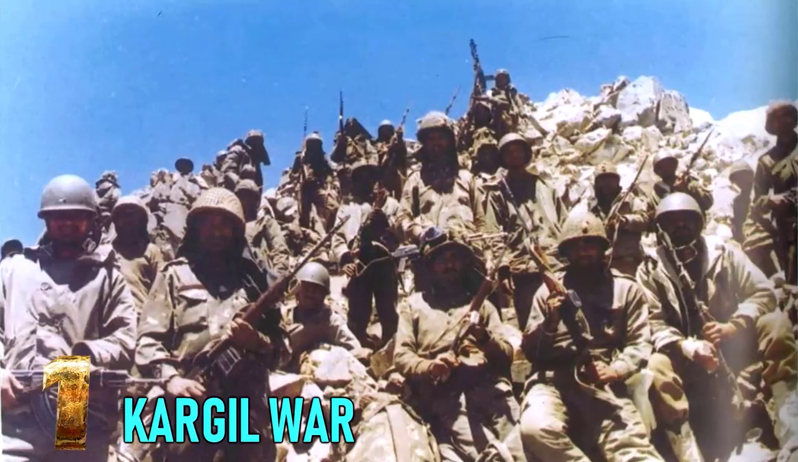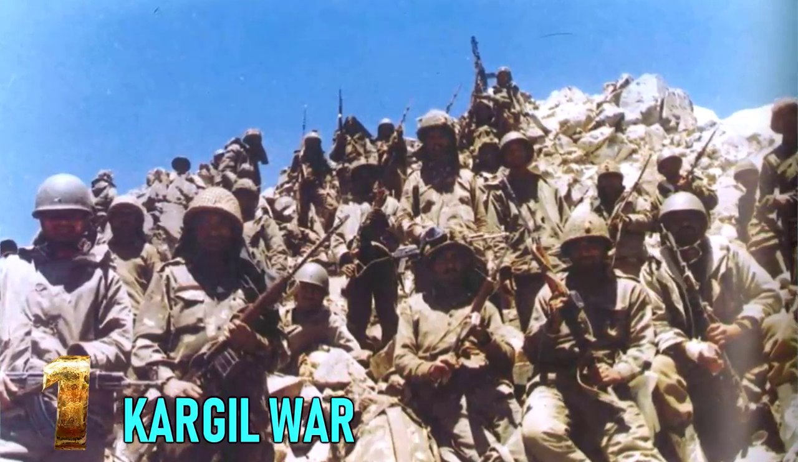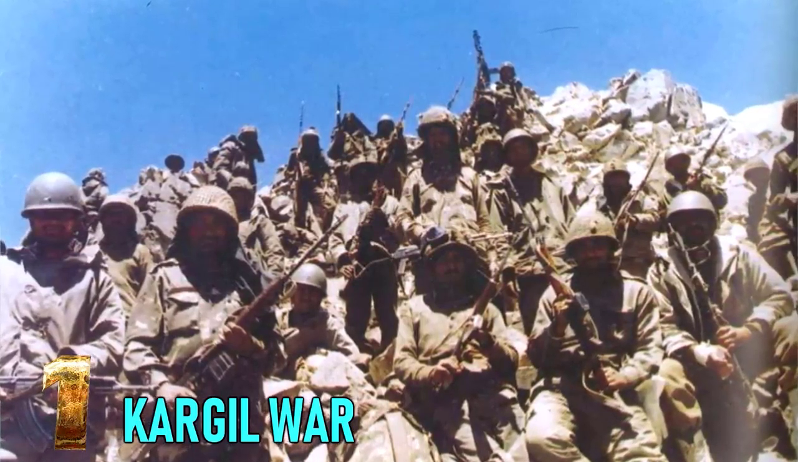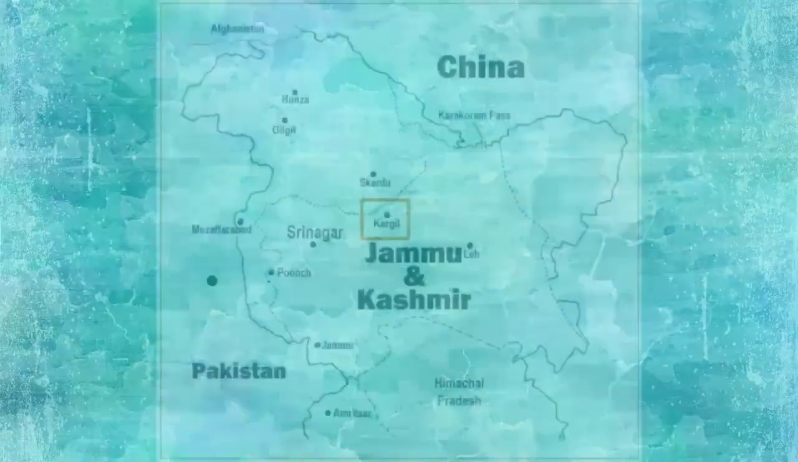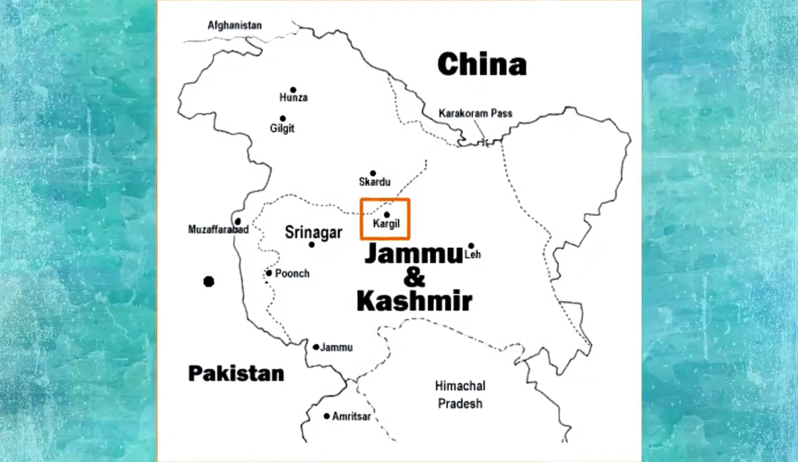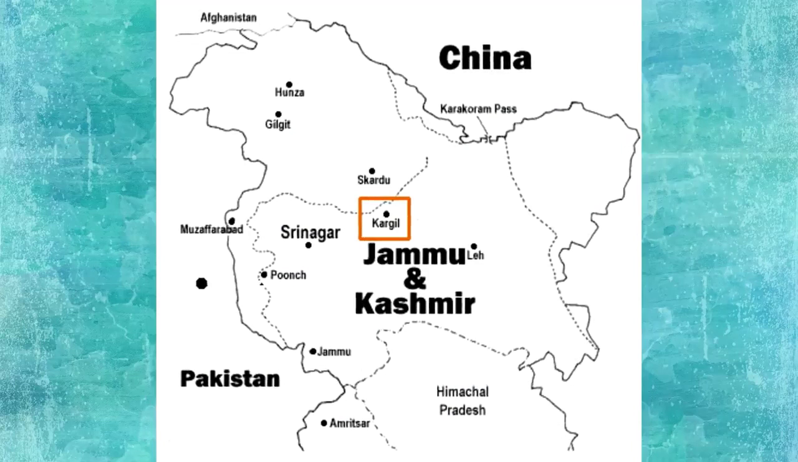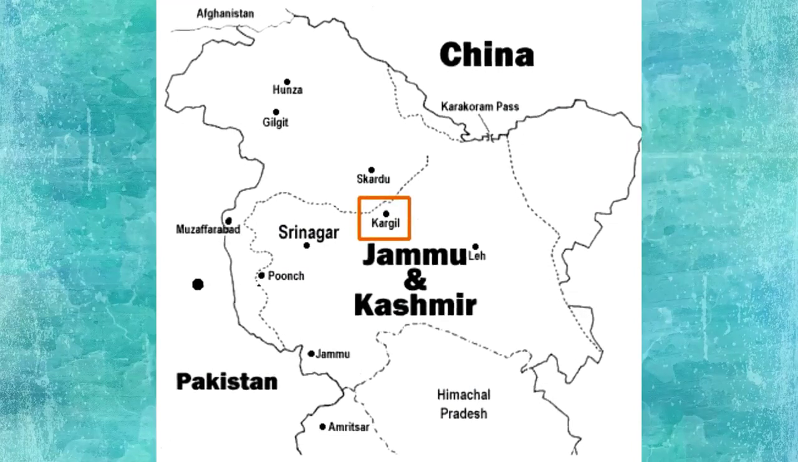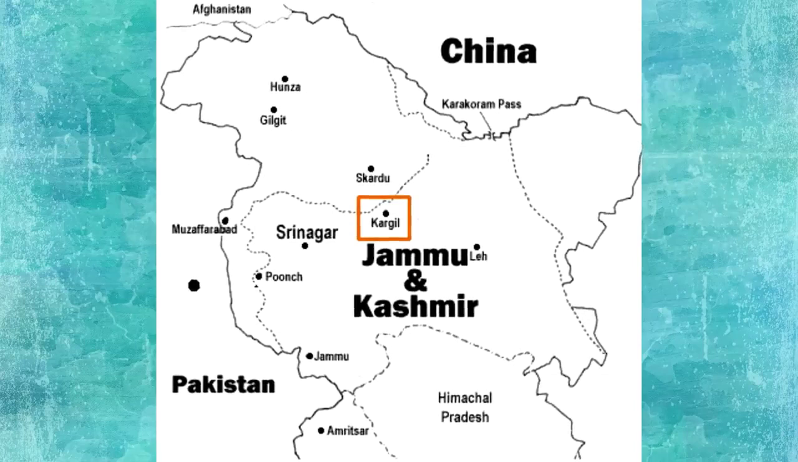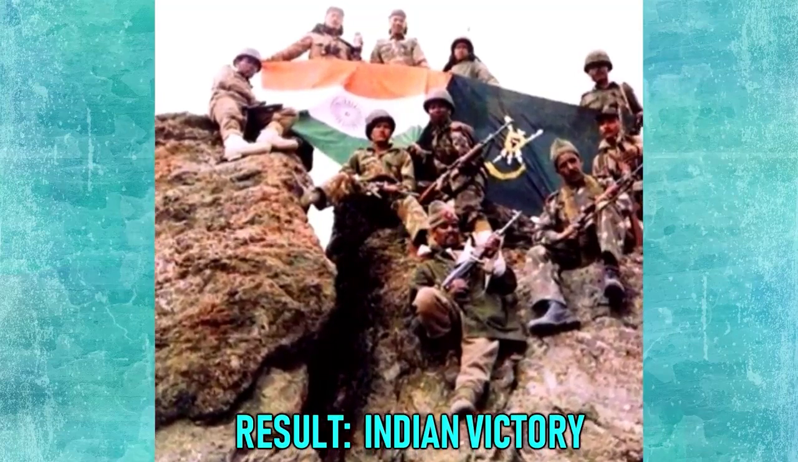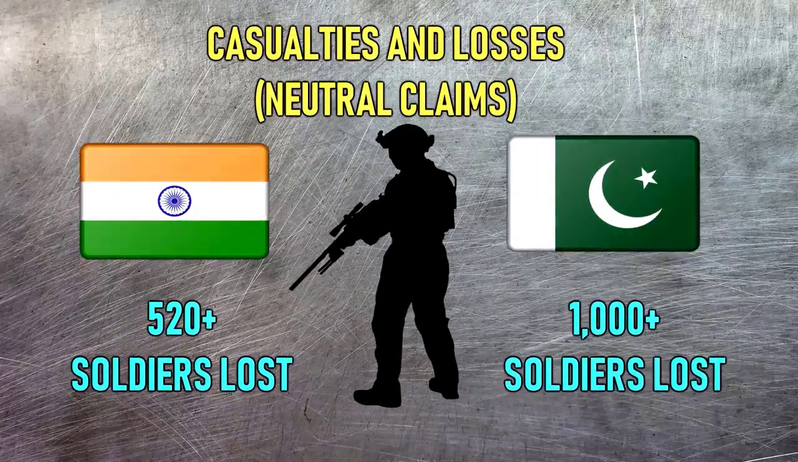Number 1. Kargil War. The Kargil War, also known as the Kargil Conflict, was an armed conflict between India and Pakistan that took place between May and July 1999 in the Kargil district of Kashmir and elsewhere along the line of control. The cause of the war was the infiltration of Pakistani soldiers disguised as Kashmiri militants into positions on the Indian side of the LOC. Result: decisive Indian victory. Casualties and losses. India, 520 plus soldiers killed. Pakistan, 1,000 plus soldiers killed.